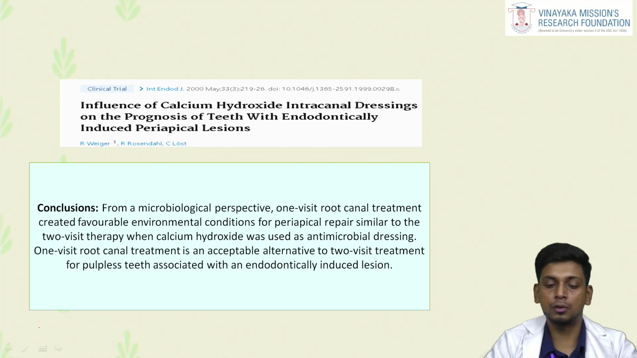The influence of calcium hydroxide as an intracanal dressing on the prognosis of teeth with endodontically induced periapical lesions: they concluded that from a microbiological perspective, one visit root canal treatment created a favorable environmental condition for periapical repair similar to 2-visit therapy with calcium hydroxide.